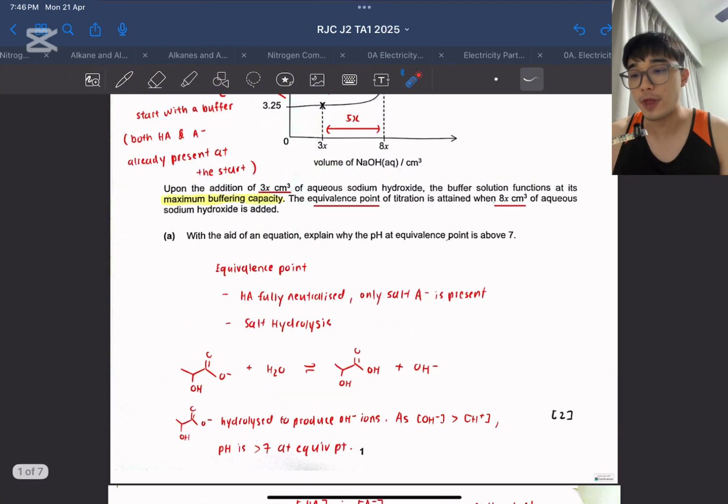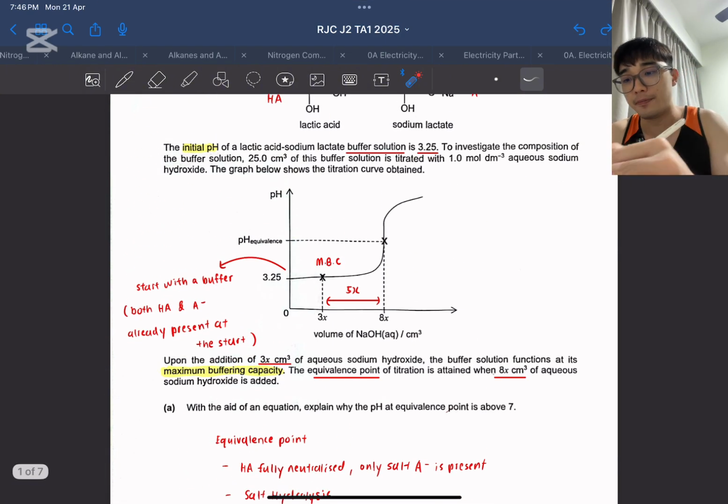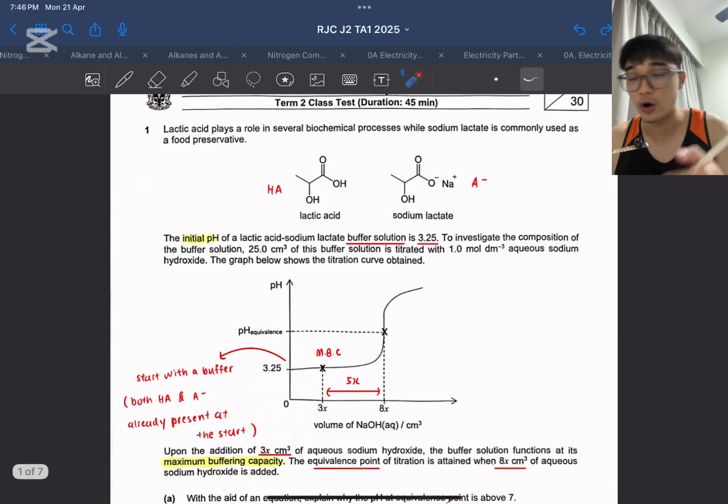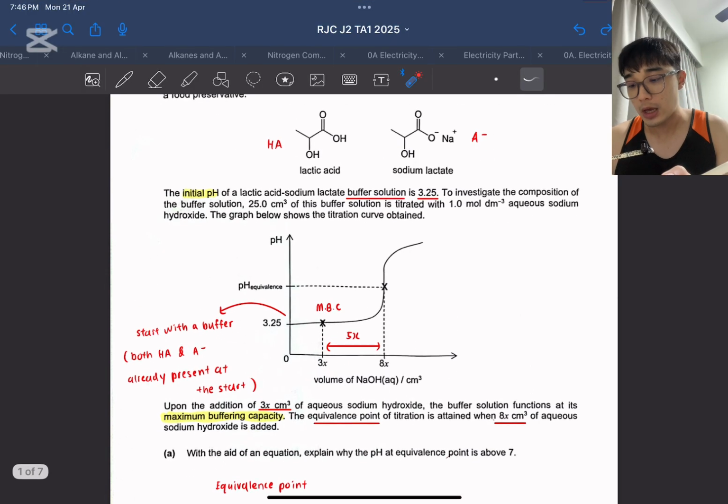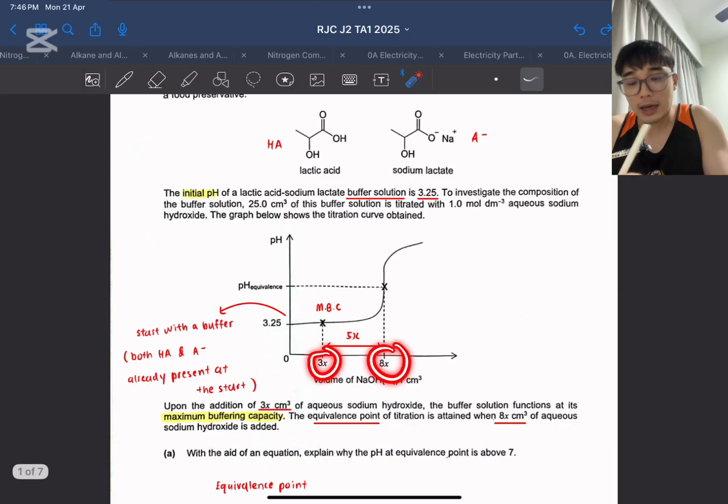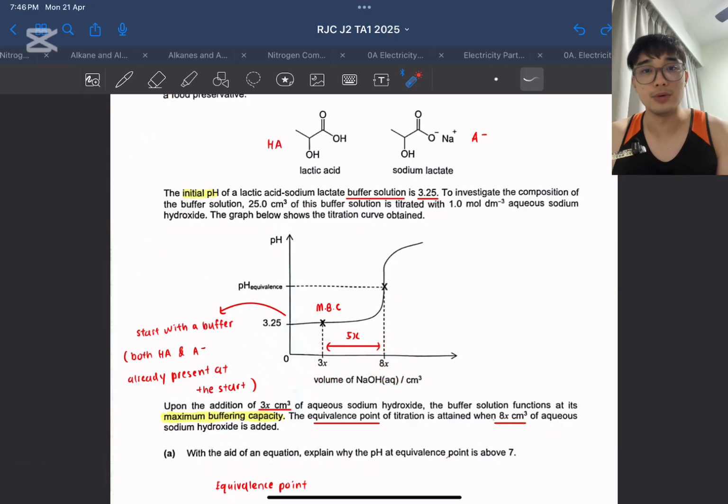How are we meant to prove that with such little information? We only know the initial pH. We don't even know the pKa or the Ka of lactic acid. And we don't even know what these exact amounts are. Man, what are we going to do here?